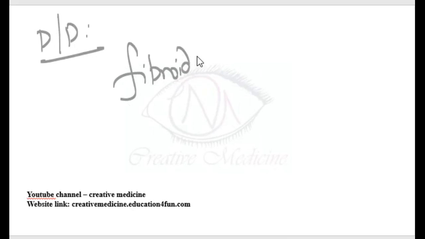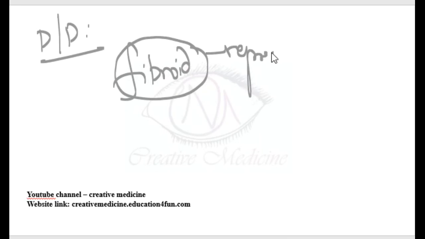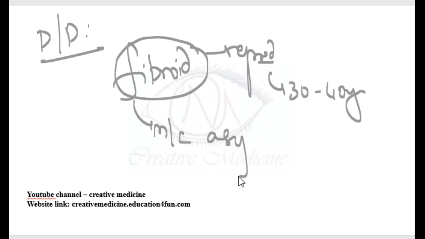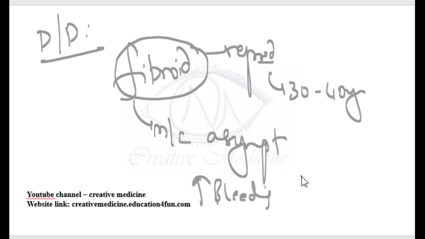Fibroid is present in the reproductive age group, at the age of 30 to 40 years. Fibroids are mostly asymptomatic. Excessive bleeding may be present. Regular bleeding may also be present at the time of period.